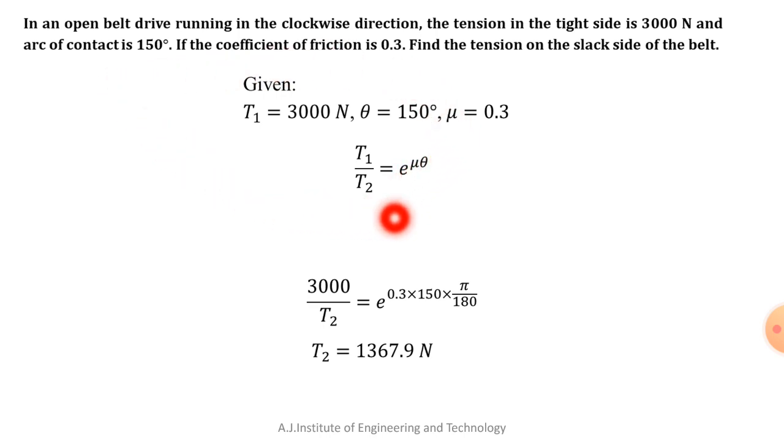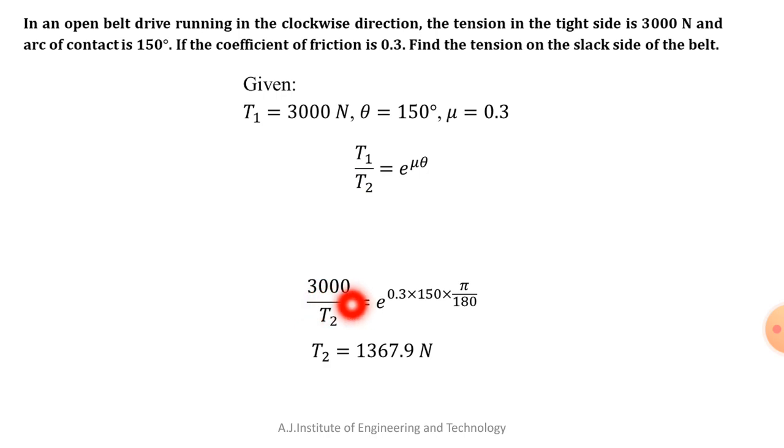So always while using this equation you have to convert into radian, because they are given in terms of degree. So conversion of degree to radian is pi by 180. Similarly from radian to degree it is 180 divided by pi. So now we have to use this equation so that you will get easily T2 value.